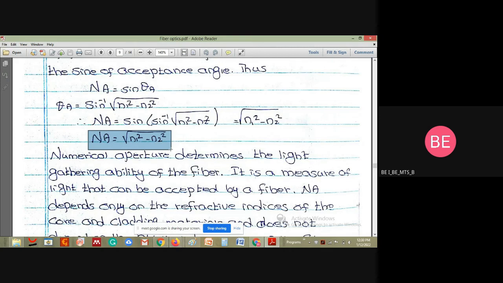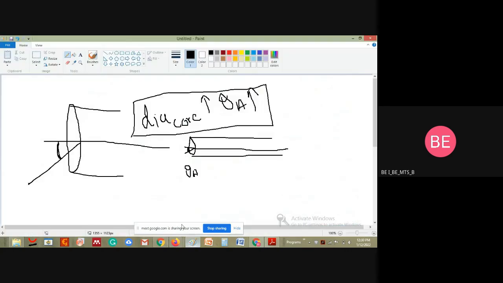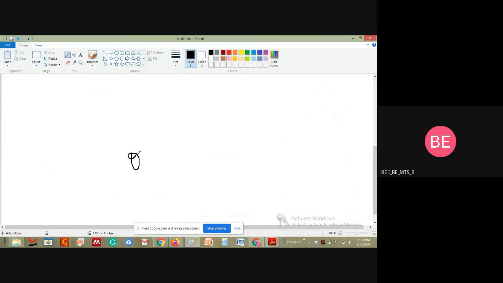Please remember these two formulas for solving problems. What is the formula for theta A? Theta A is equal to sine inverse of root of n1 square minus n2 square divided by n naught. This is the proper formula. If the fiber optic cable is kept in air, you can simply discard this n naught. If it is kept in water, then you have to use the value of this n0.